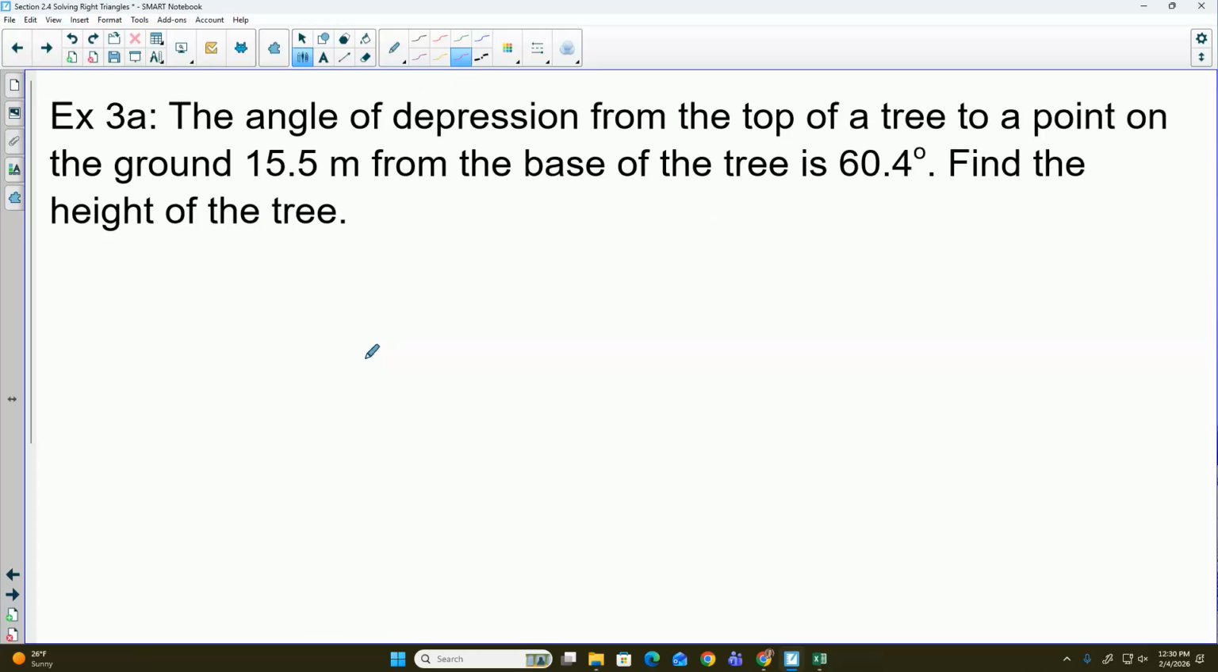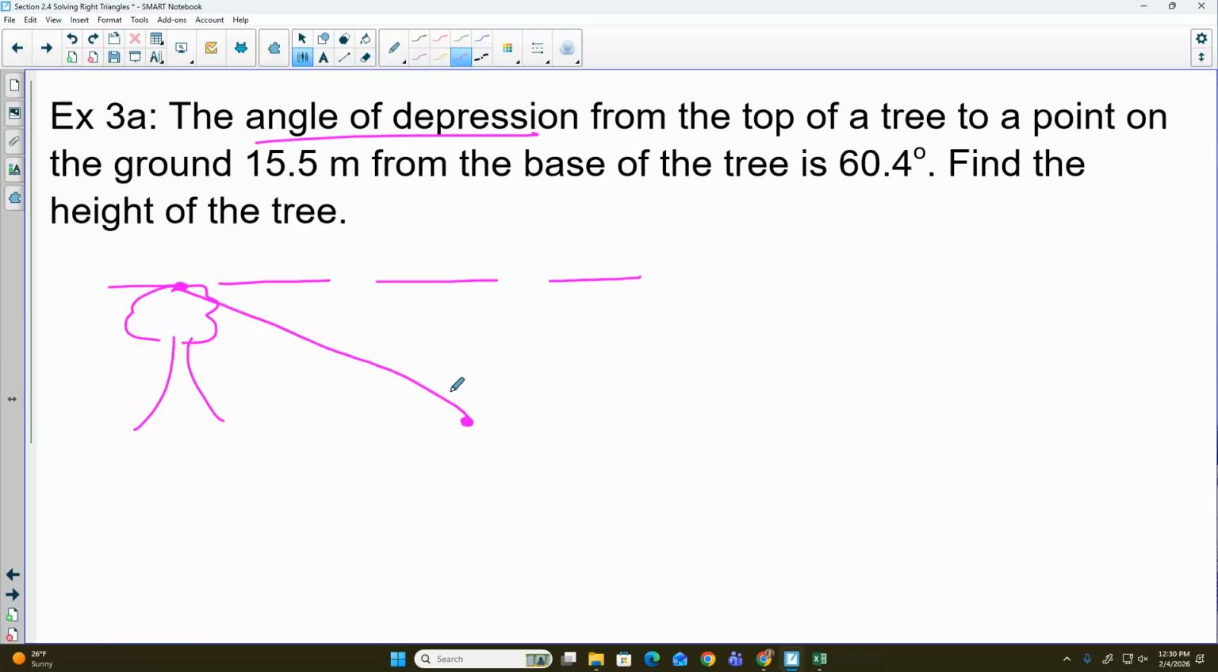So let's look at this one. The angle of depression from the top of a tree to a point on the ground. So I have a tree. You can be nice and artistic if you want, or if you just want to draw a vertical line, I don't really care. It's going from the top of the tree, but if I'm going to have an angle of depression, what do I need to draw at the top of my tree? We need a horizontal line. Okay, so I'm just going to draw a dashed line here. That's my horizontal. So from there to a point on the ground, so we have some point on the ground.